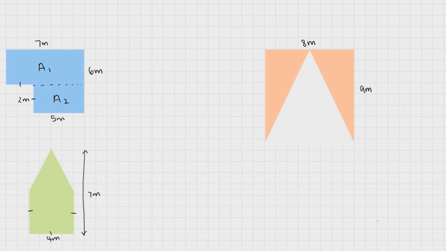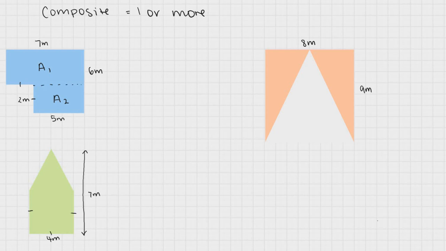Hi everyone. Today we're going to be looking at finding the area of what we call composite shapes. Now, all a composite shape is, is a shape made up of one or more different shapes, or even the same shapes, kind of joined together. The easiest way to figure out the area of a composite shape is to do what I've done on that blue shape to the left and split it into two different shapes.